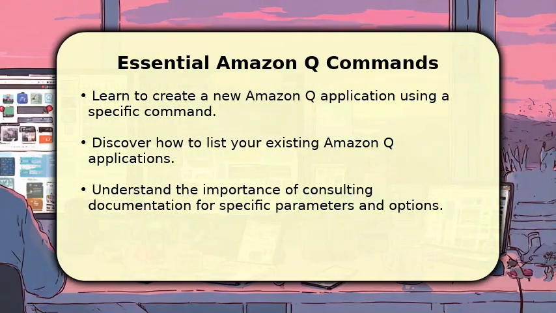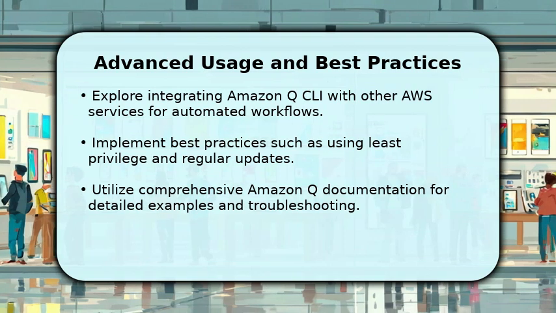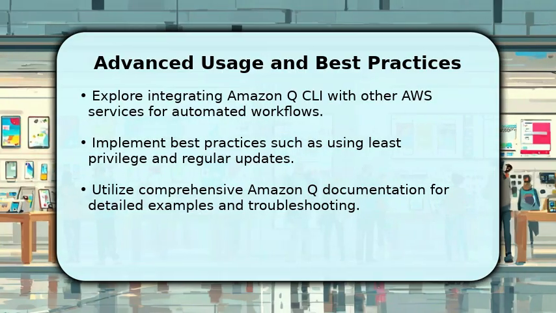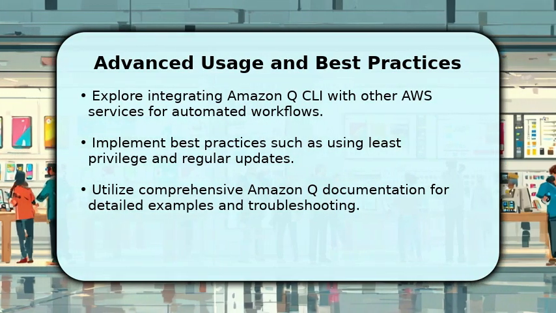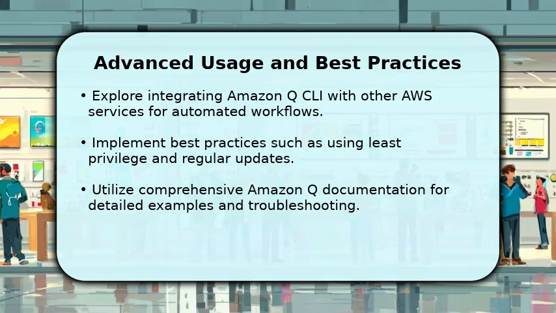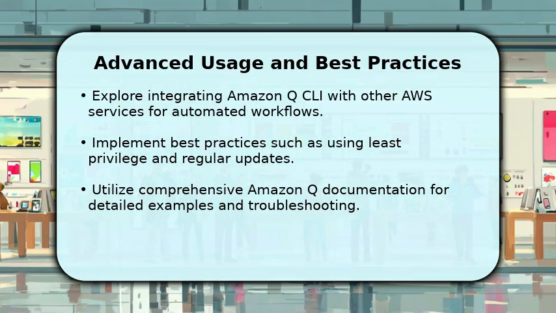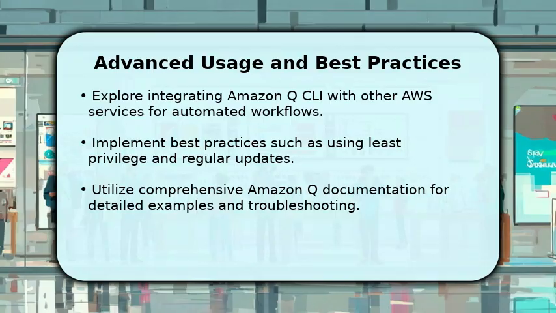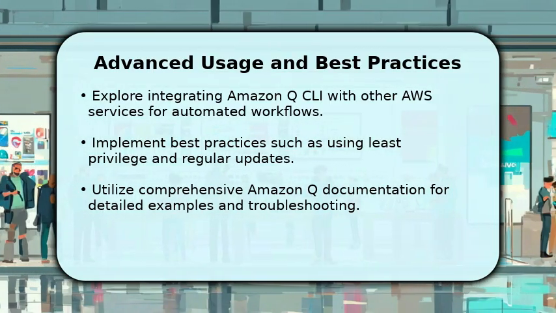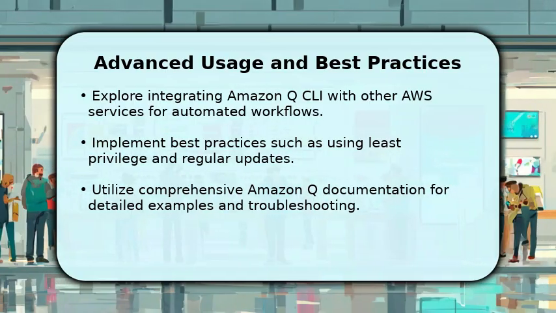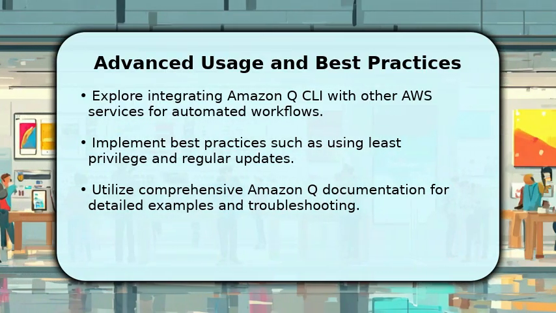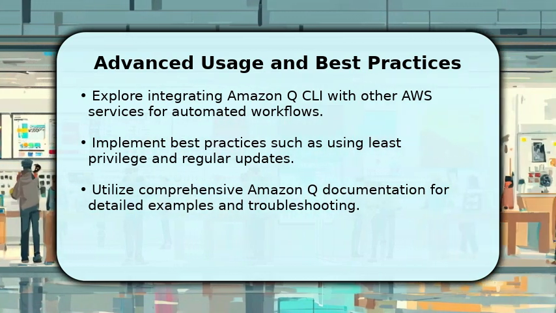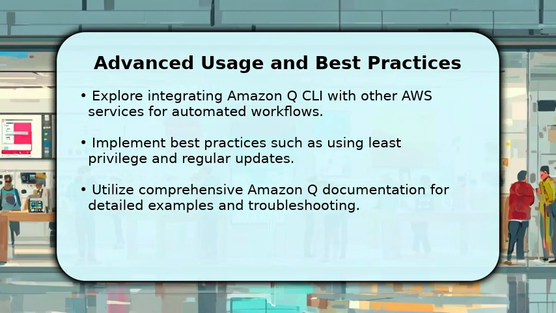For advanced usage, consider integrating Amazon Q CLI with other AWS services, such as Lambda or CloudFormation, to automate complex workflows. Best practices include using least privilege for IAM roles, regularly updating your CLI to the latest version for new features and security patches, and leveraging configuration files for consistent settings. Always refer to the comprehensive Amazon Q documentation for detailed examples and troubleshooting tips, ensuring you maximize the utility and security of your generative AI assistant.